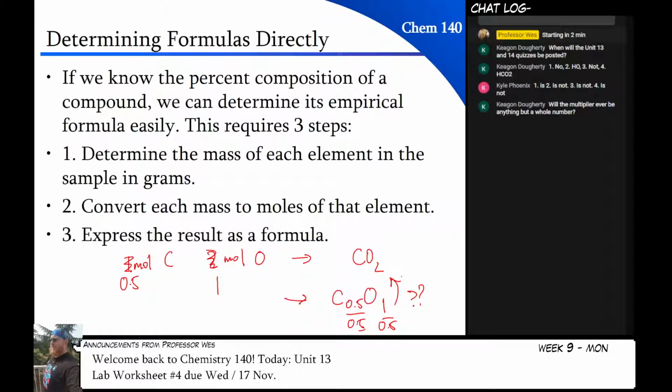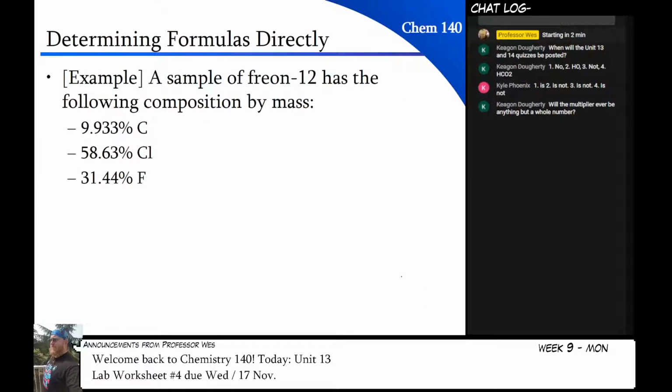So when you're writing formulas, we're going to use that strategy to express a result. Let's do an example here. I'm going to give you Freon. Freon was a common substance used as a refrigerant.